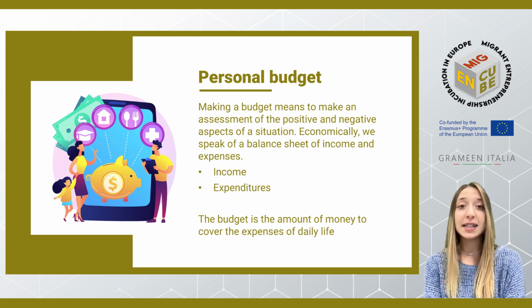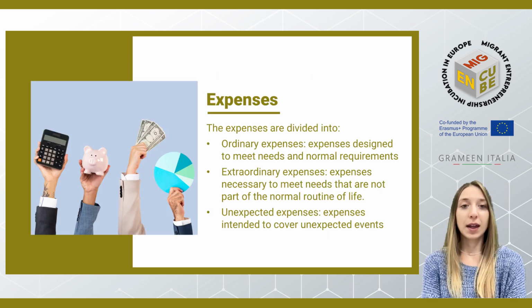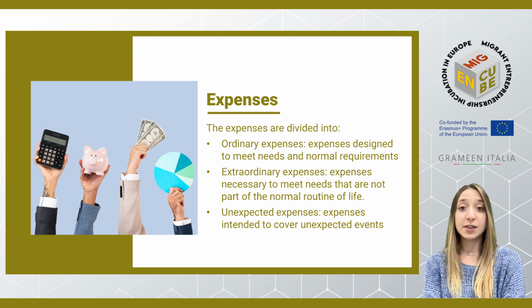Income is defined as money that comes from one's own and family members' incomes to support the household. Expenditure is defined as the amount needed to satisfy family needs. So budget means the amount of money to cover the expenses of daily living. The budget includes expenses that are divided into ordinary, extraordinary, and unforeseen.